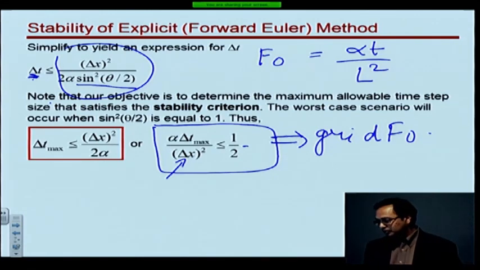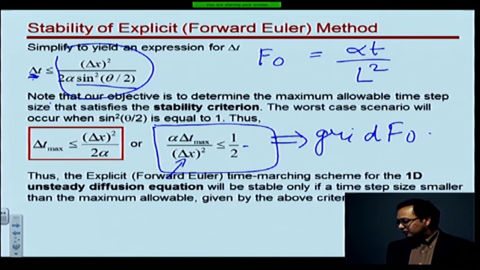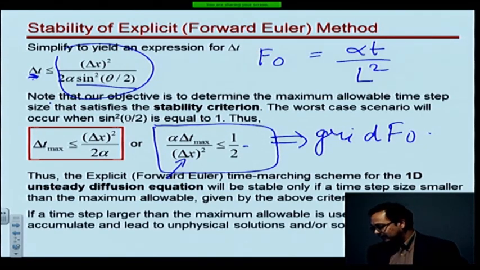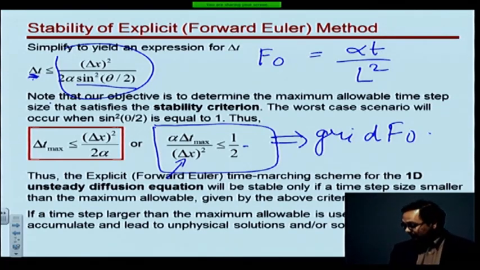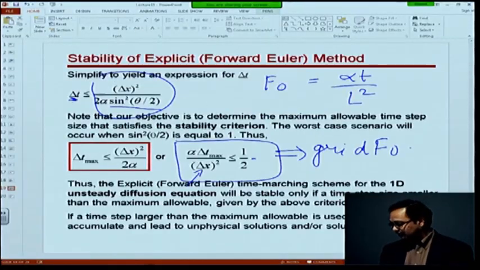So the stability constraint is that the grid Fourier number must be less than half in 1D. Basically it says that as long as you use a time step less than the delta t max, you'll be fine. The error will not grow with time, it will just stay as is. Otherwise, it'll blow up. I want to show you a little example of what happens when you violate the criterion and what happens when you obey it.